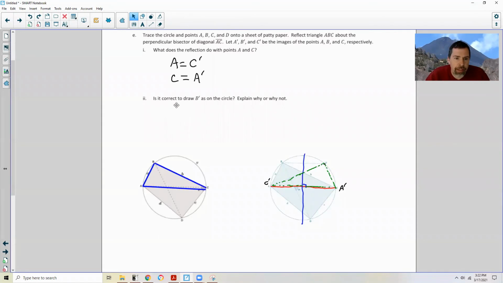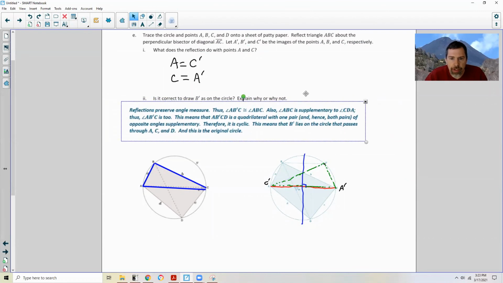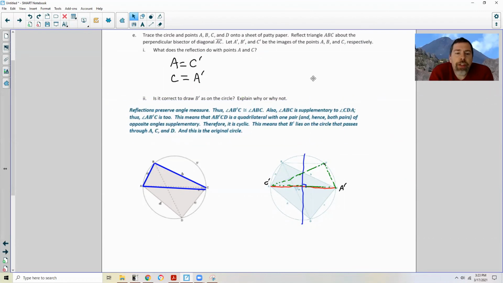Okay, part 2 says, is it correct to draw B prime as on the circle, and explain why or why not? That's kind of a lengthy explanation, so I'll just bring it in because it'd take me forever to write it and you'll be able to read it. Reflections preserve angle measures. So the measure of angle B will be equal to the measure of angle B prime when you flip the patty paper over. Thus, angle AB prime C will be congruent to angle ABC. And also, angle ABC is supplementary to angle CDA.